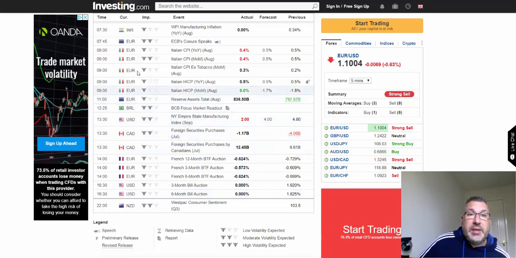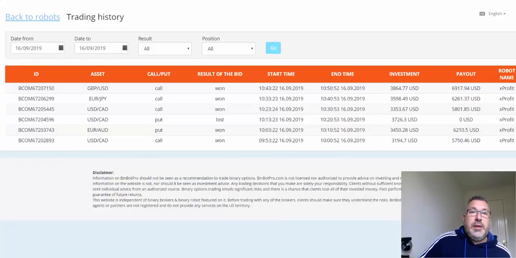Trades are placed this morning, as you can see. There was no news really till around midday. That was on Brazil, then 1:30 on the US dollar and the Canadian dollar. So quite a steady day today. Good day for trading.